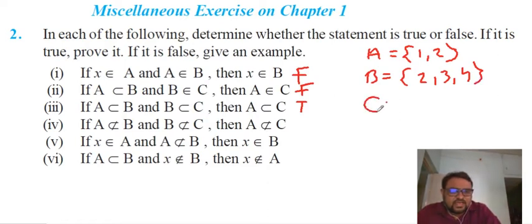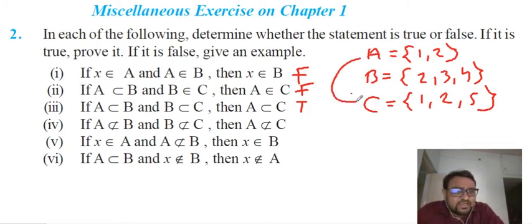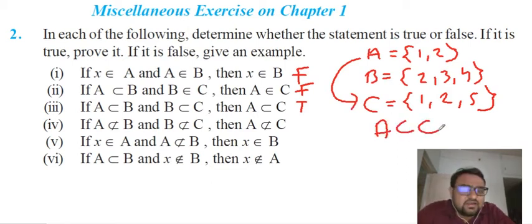And C, I will take it as {1, 2, 5}. Now all the elements of B are not in C. 3 and 4 are there in B and they are not there in C. So B is also not a subset of C. A is not a subset of B, B is not a subset of C. But all the elements of A are there in C. So here A is a subset of C, right? So I will write down this as false. Okay. So you can just note down this example.